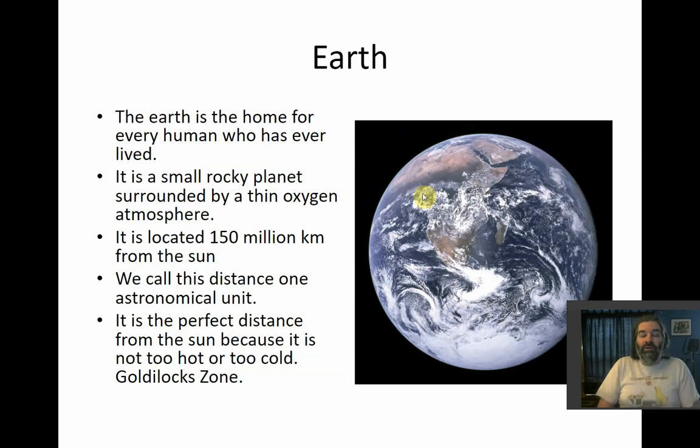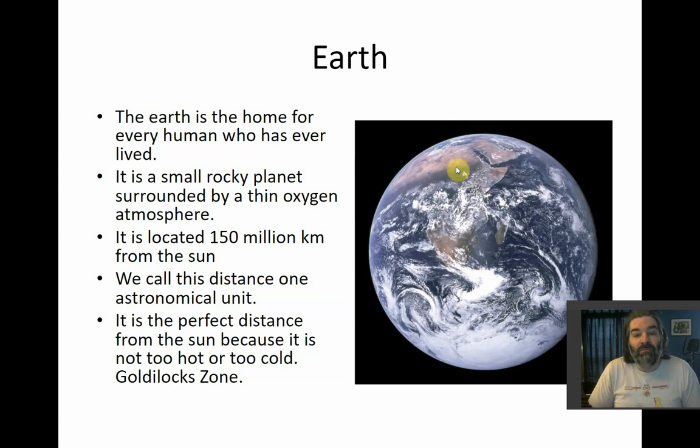So start with the Earth. The Earth is the home for every human being who has ever lived. In fact, there are only 13 people who have ever stood on anything other than the Earth. It's a small rocky planet surrounded by a thin oxygen atmosphere. In fact, the atmosphere is a lot thinner than you think. If you were to take an average sized globe and put a sheet of paper on top of it, that sheet of paper is actually 90% of the atmosphere. So it's a very, very thin atmosphere. We think it goes way out, but it actually really doesn't.